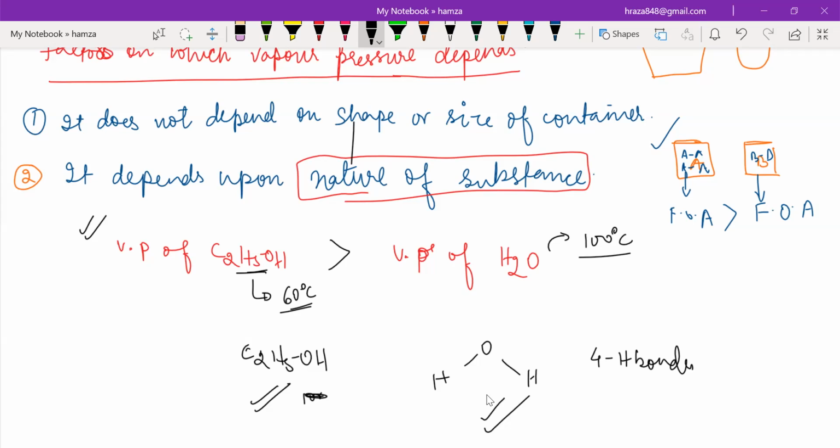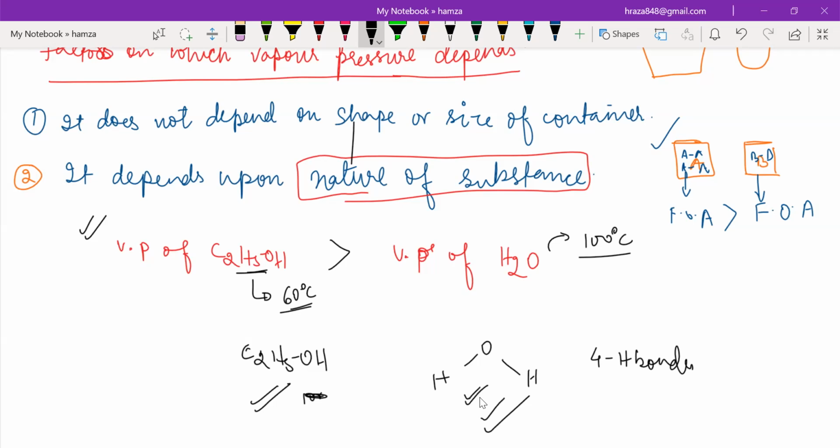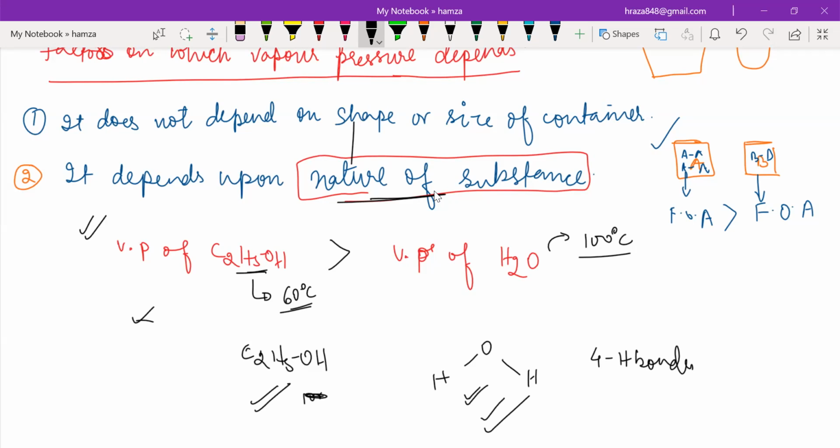Yes, they're bonded very tightly. That's why it has a higher boiling point. That means it has lower vapor pressure. Are you getting my point? Yes, sir. So this is due to hydrogen bonding. That's why I wrote here nature of substance. It depends upon the nature of substance. So please write it, and then we will have a question on this, and then we will move to the next part. Okay, sir.